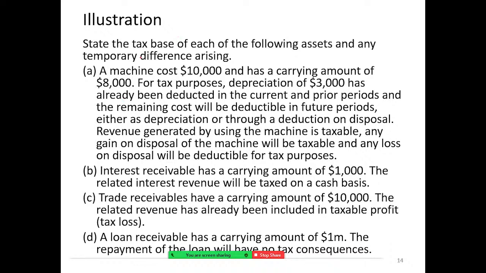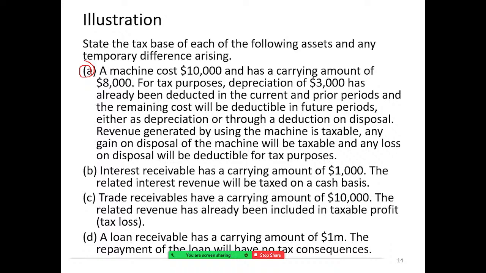Right. So first situation, a machine cost 10,000. Please take a note on this. You do the calculations, I will show the answer. A machine cost 10,000 and has a carrying amount of 8,000. Carrying amount is 8,000. Means how much depreciation? 2,000. Very good.